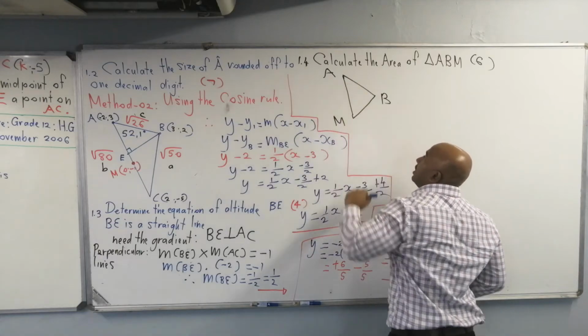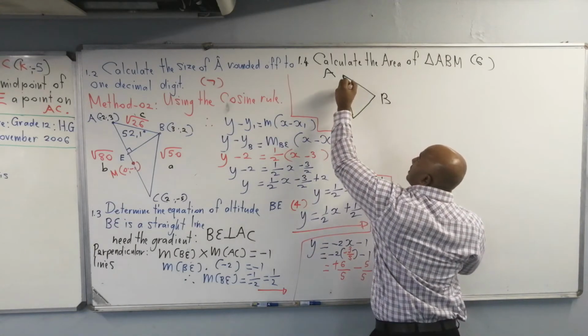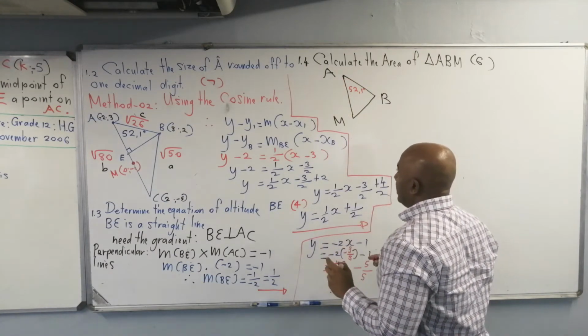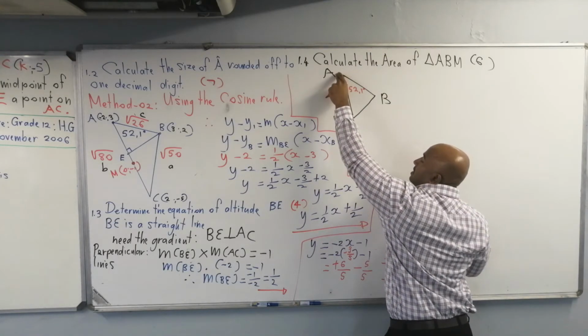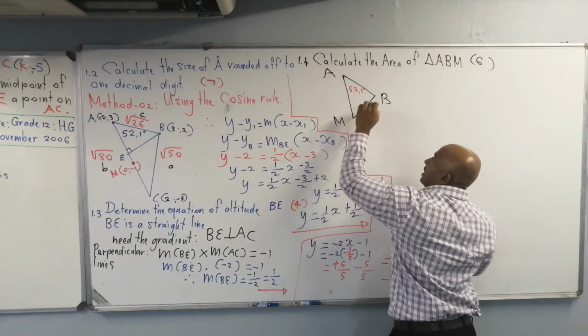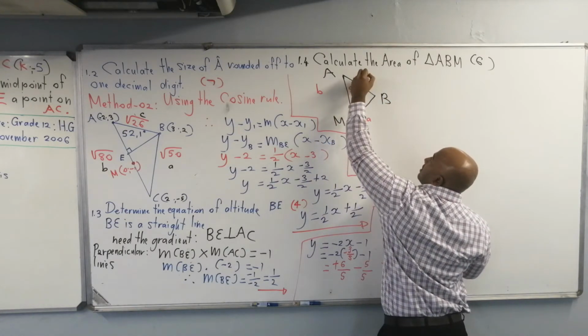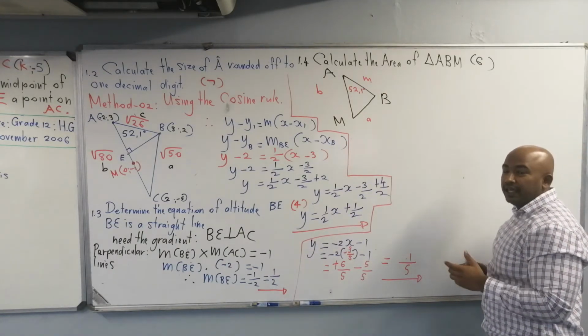What do we know? We already know the angle A. Angle A is 52,1 degrees. Okay, now this is side A, this is angle A, so this will be side A, this is angle B, side B, angle M, side A. Okay, so now the area formula.